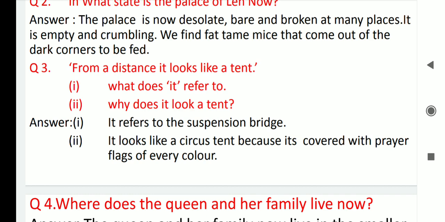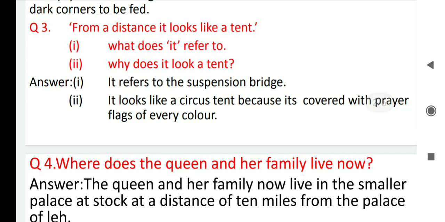The answer of the first part is: it refers to the suspension bridge. This suspension bridge looks like a tent from a distance, right? Number second, why does it look like a tent? It looks like a circus tent because it is covered with flags of every color.